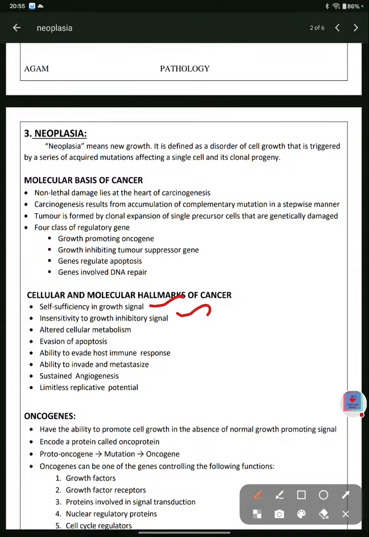Okay, so self-sufficiency, insensitive to growth inhibitors. There is altered cellular metabolism. It has no need of growth signals. It will not respond to inhibitory growth signals, and it alters cellular metabolism. It escapes from apoptosis. It escapes from the immune response. It can invade and metastasize, sustain angiogenesis, and has limitless replicative potential.